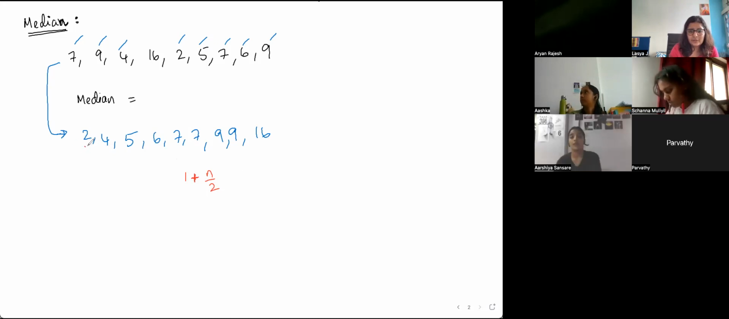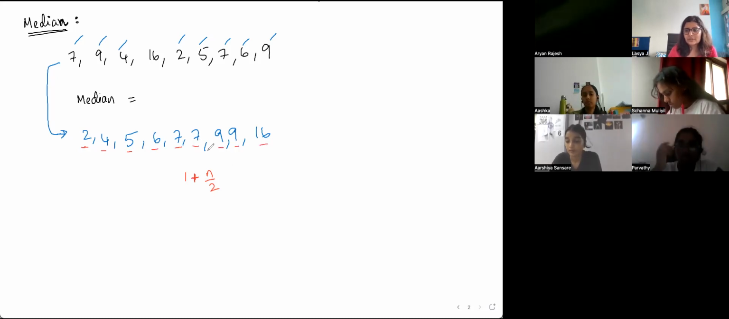So how many are there here? 1 2 3 4 5 6 7 8 9. So there are 9 numbers. So in these 9, whichever is the central observation, which one is it? 4 from this side, 4 from this side, 7. So median will be equal to 7.